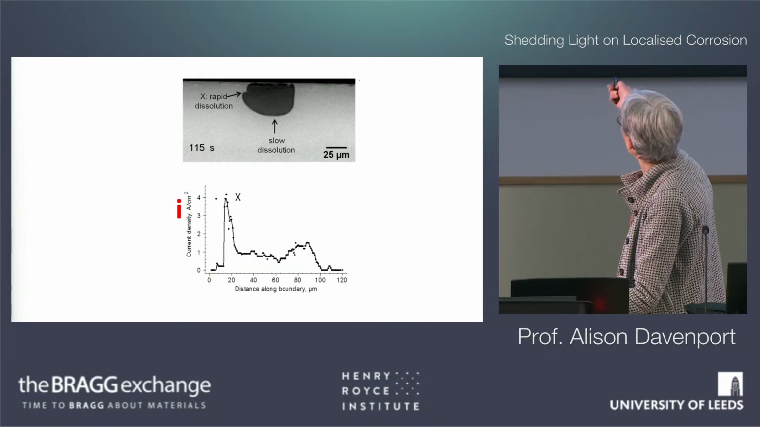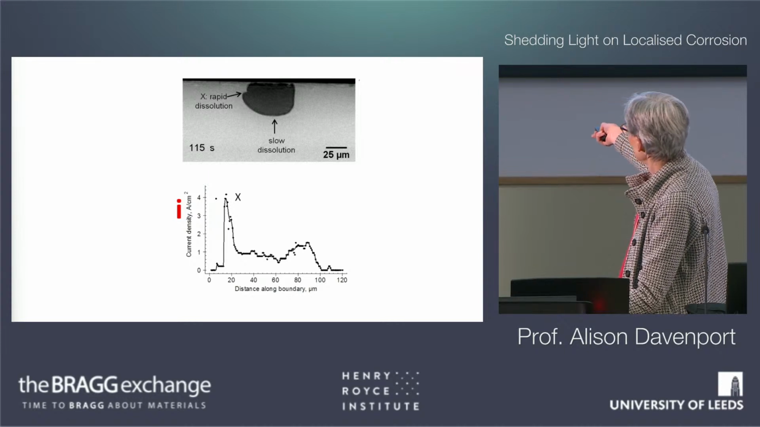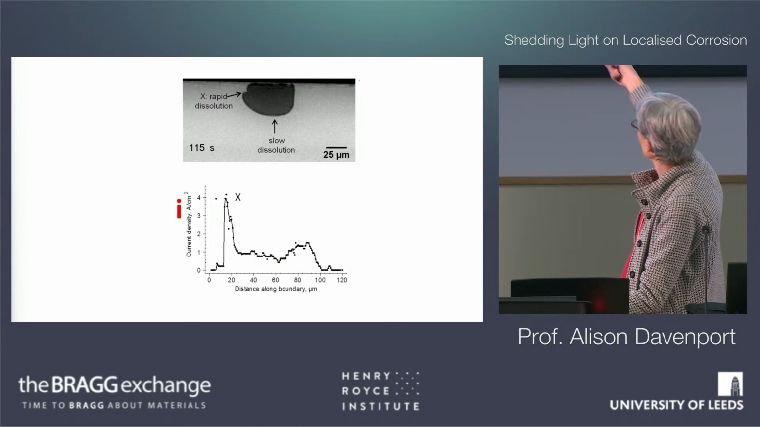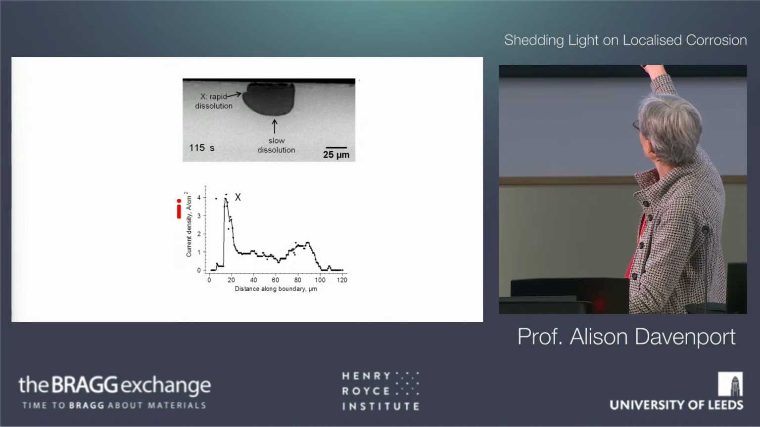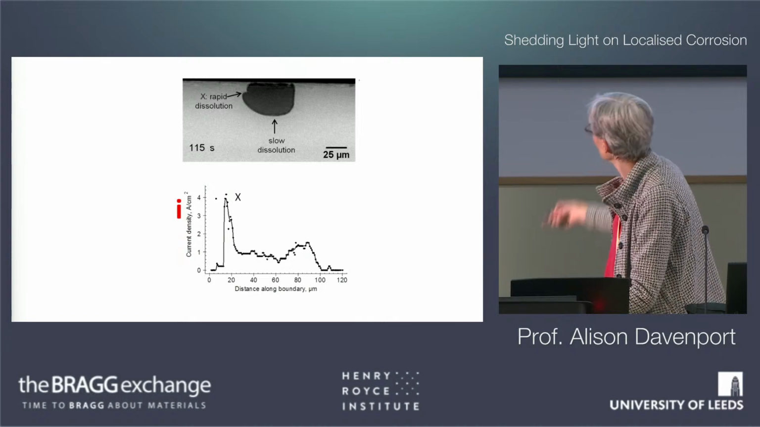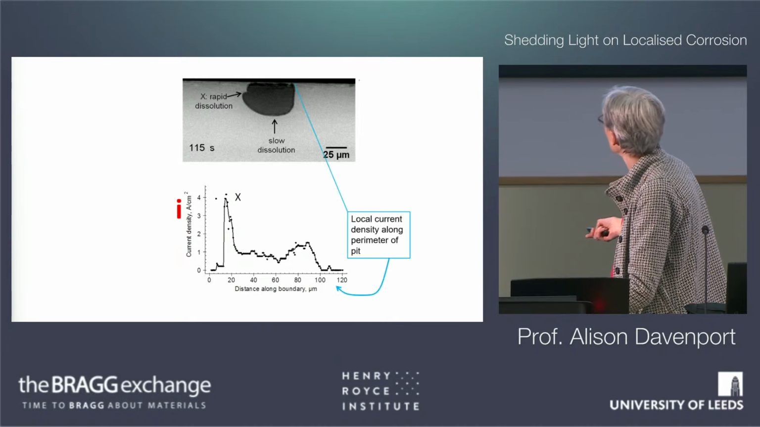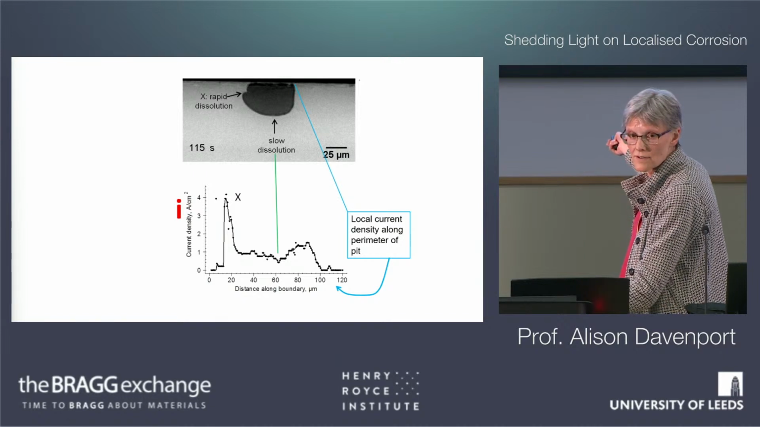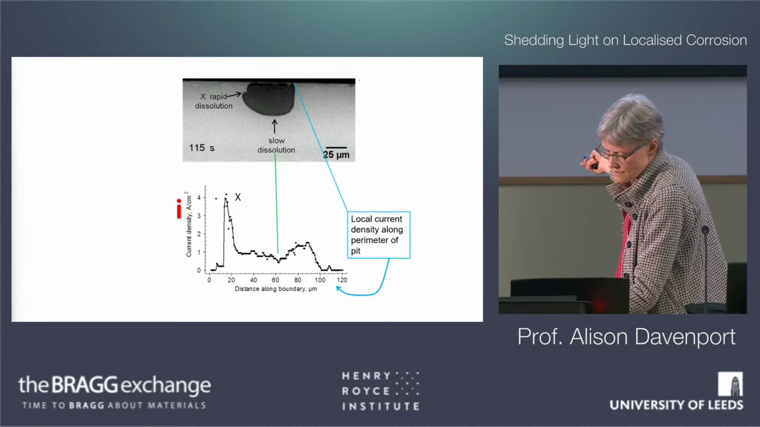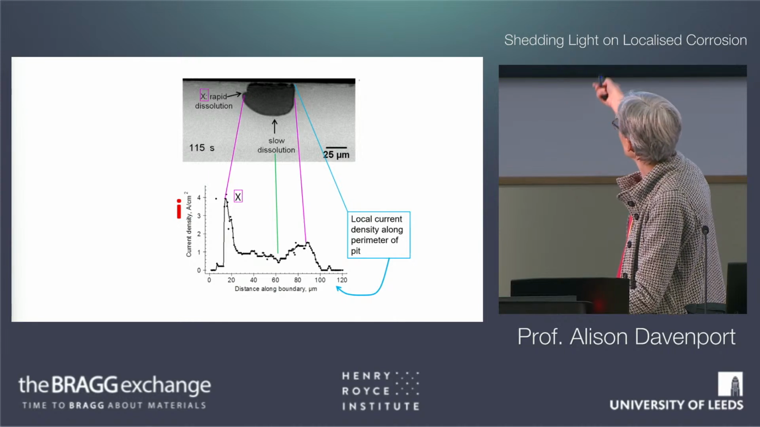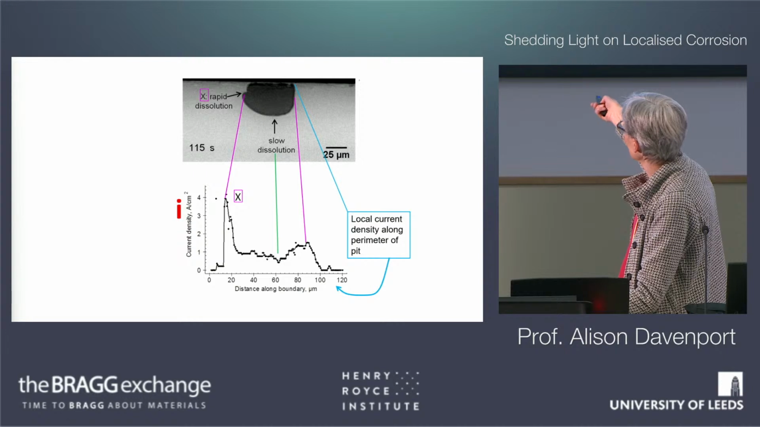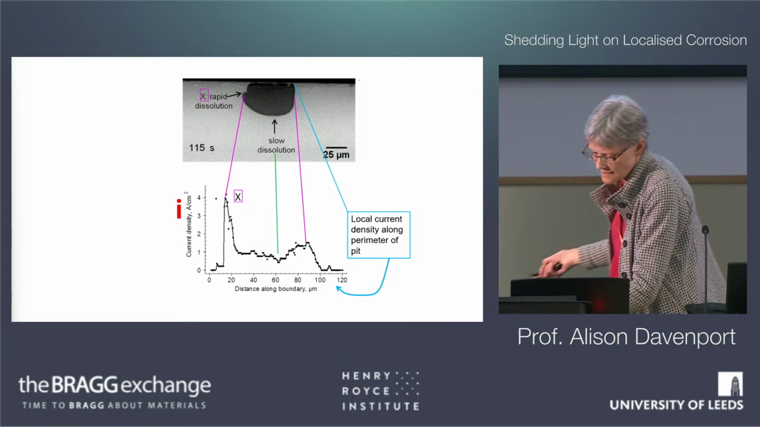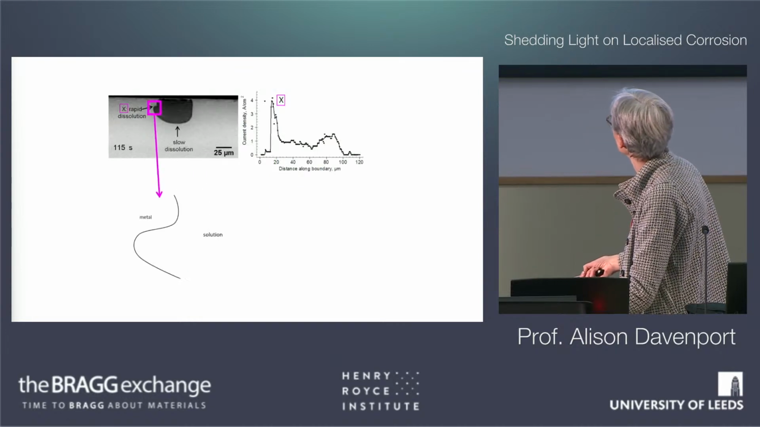And so we can relate that there. So this is the distance along the boundary. If you imagine working your way around the perimeter of this, and this is the local current density here, you can see that in the middle at the bottom, the current is pretty low, and at these lobes at the side, the current density is quite high, particularly high here at this rather vigorous lobe.